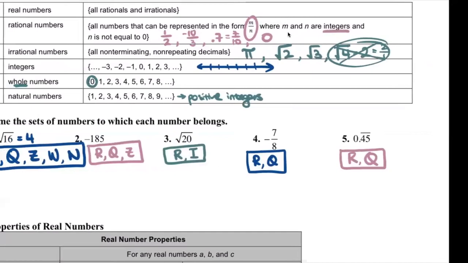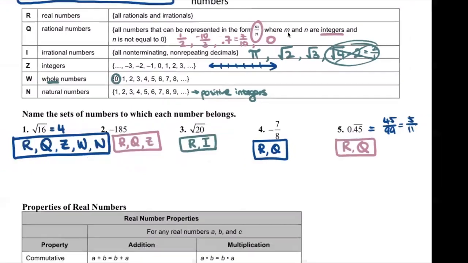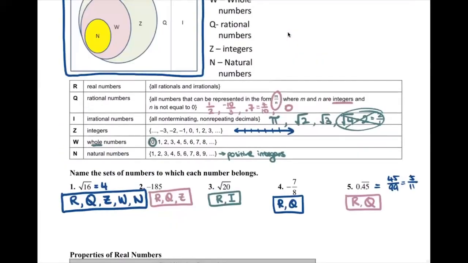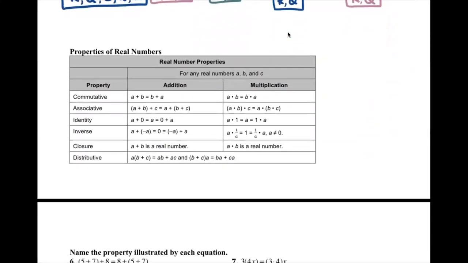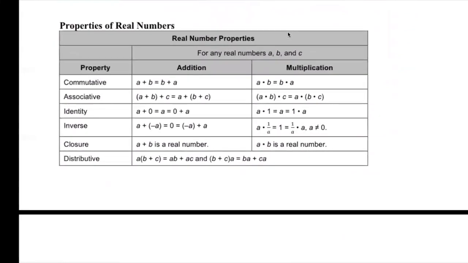And by the way, if you're wondering how that could be a fraction, this would be 45 over 99, which I would simplify to be 5 over 11, in case you're curious. All right, so that finishes up our categories of numbers here, or number sets. Okay, let's go ahead and move on to properties of real numbers.